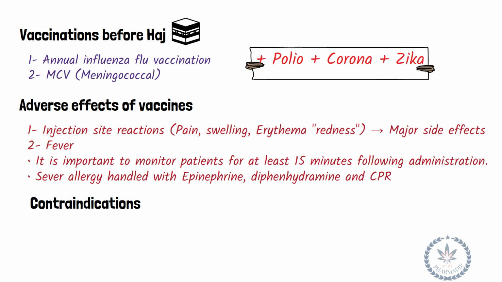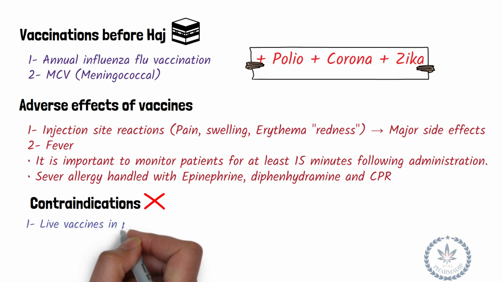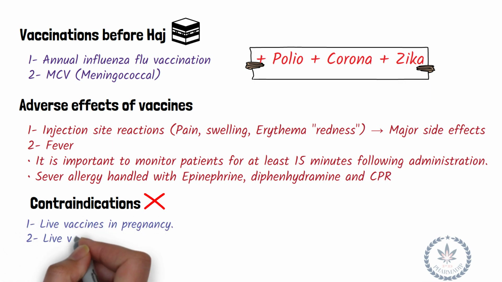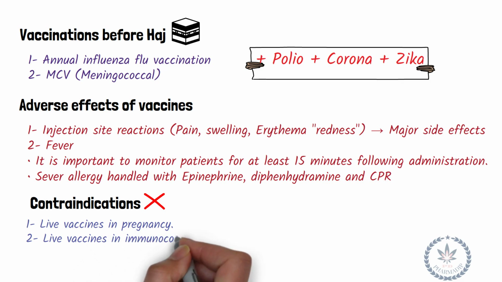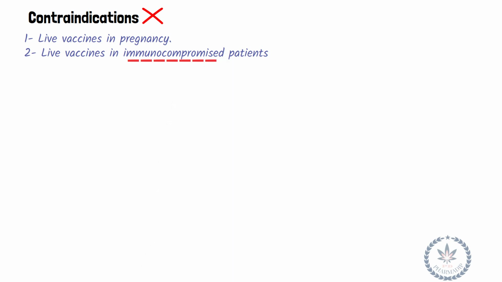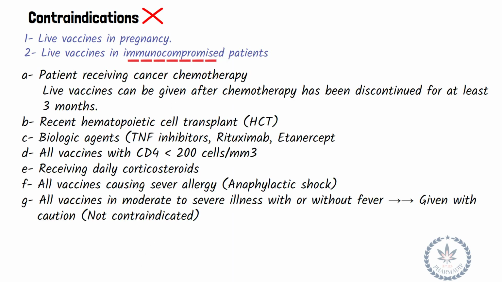Let's know the contraindications of vaccines, that is, in which cases they should be avoided. Live vaccines are contraindicated in pregnancy, and live vaccines in immunocompromised patients. Immunocompromised individuals include patients receiving cancer chemotherapy. Live vaccines can be given after chemotherapy has been discontinued for at least 3 months. Patients with recent hematopoietic cell transplant, HCT.